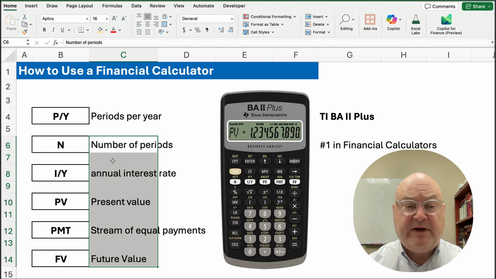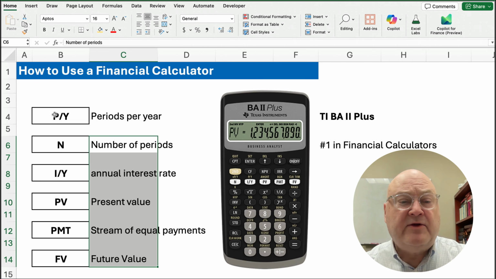N is the number of periods. I is the annual interest rate. We're always going to put numbers in at annual rates. PV is the present value, the amount at the beginning of the problem. And then PMT is a payment, and it could be plus or minus. It's a stream of equal payments. Sometimes that's called an annuity. And then FV is what's it worth at the end, or a future value, a lump sum, a single amount at the end of the problem.